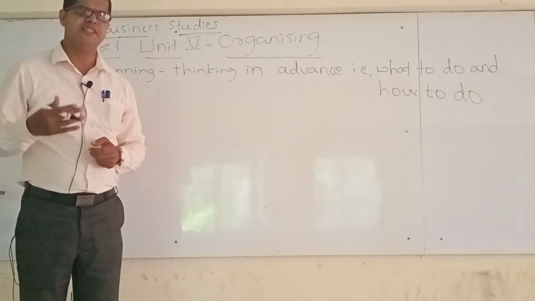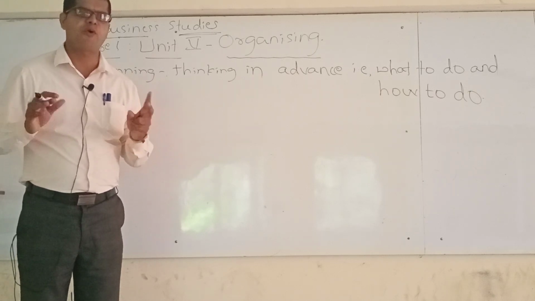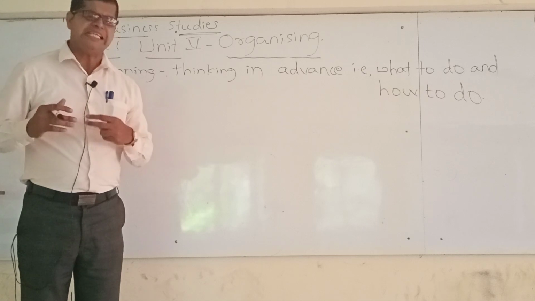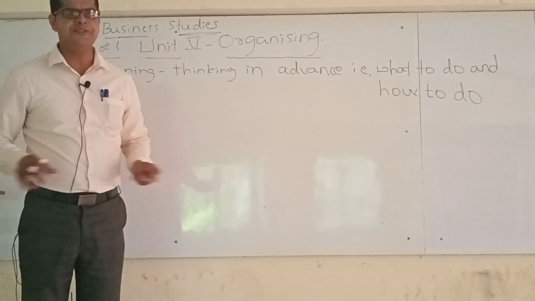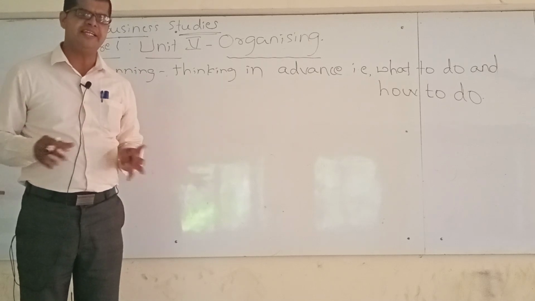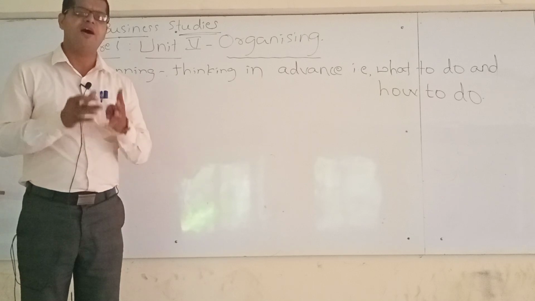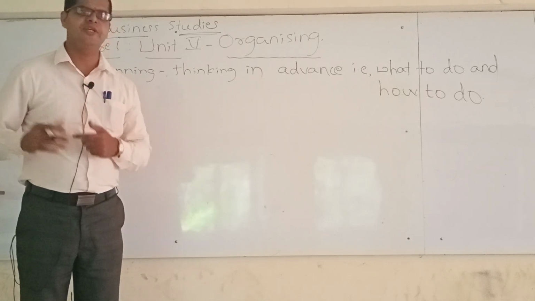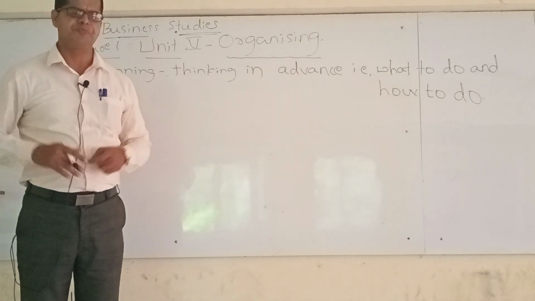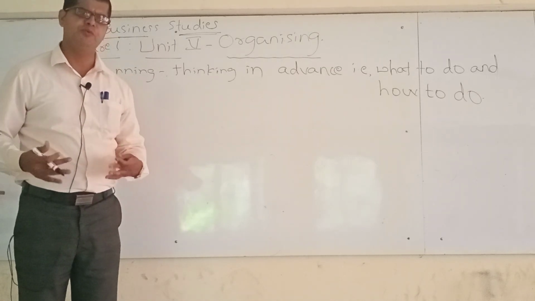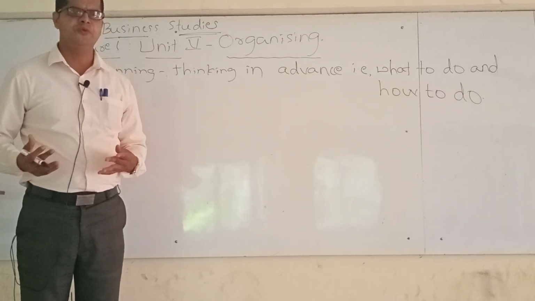Okay, so organization, organizing. We have to organize each and every activity properly so that we can easily reach our objectives. Okay, so all these planning, organizing, directing, staffing, controlling, all these activities are done just to reach the goal of the organization, objectives of the organization.